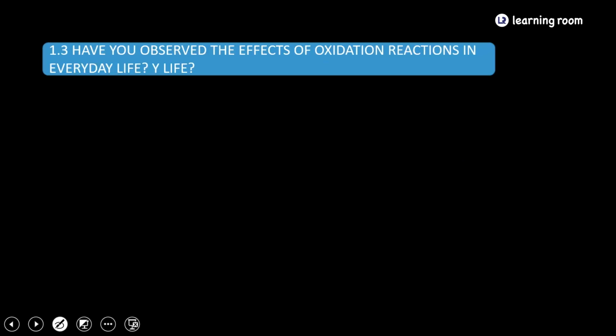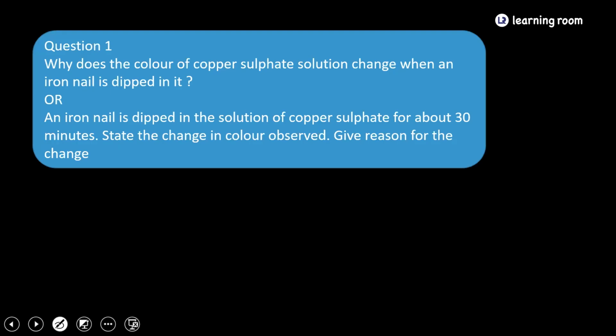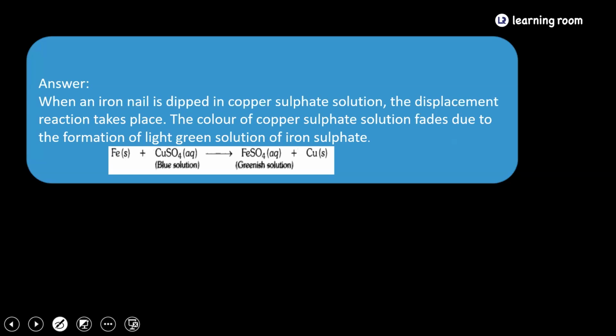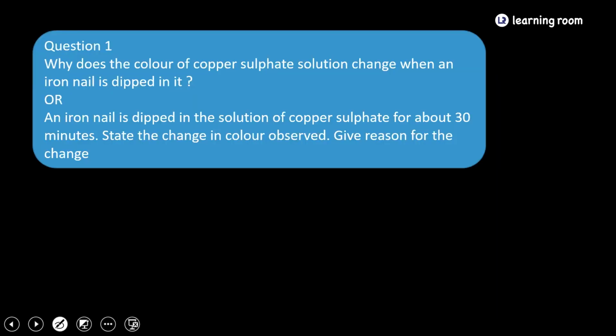Have you observed the effects of oxidation reaction in everyday life? No. Yes, they are having oxidation. Why does the color of copper sulfate solution change when an iron nail is dipped in it? What is the reason?